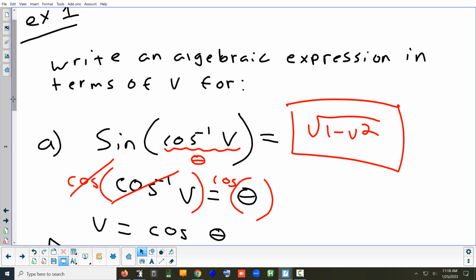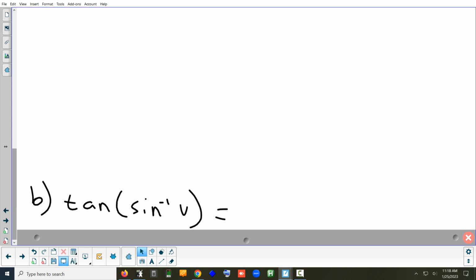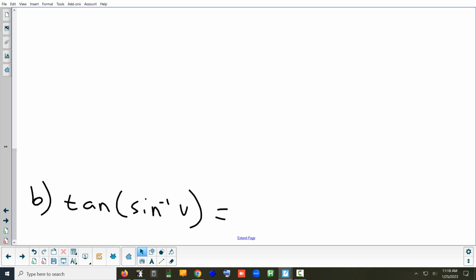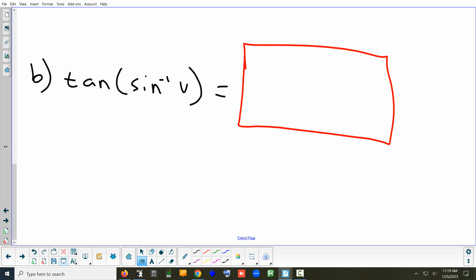All right, let's try the same thing one more time. So this one is the tangent of the inverse sine. When we're done, we're going to have a formula in that box without any trig, just in v. All right, what trig function do we start with? Inverse sine.